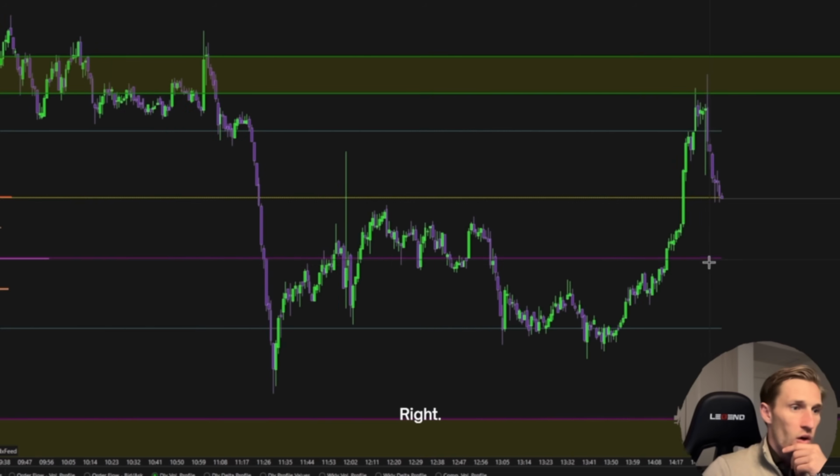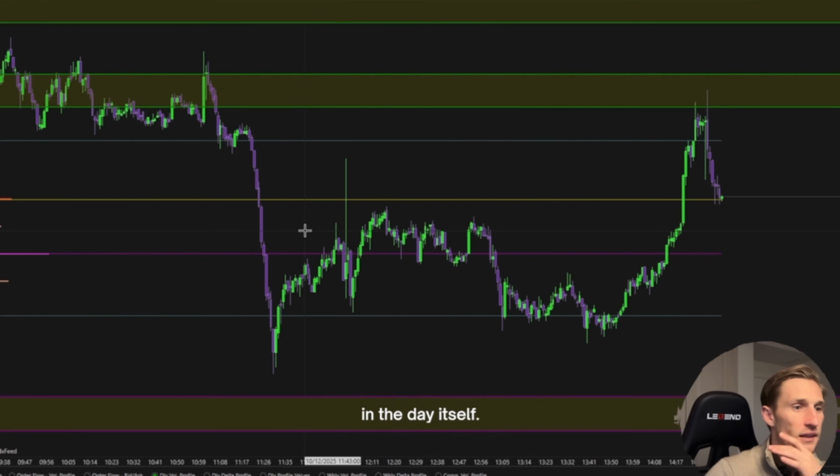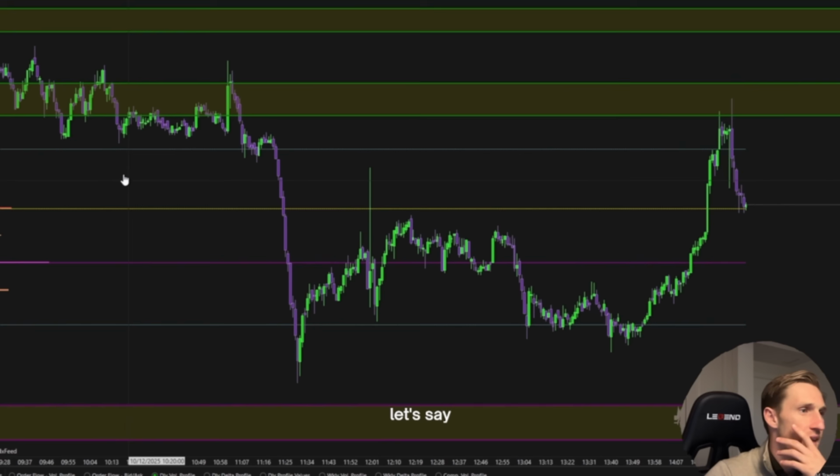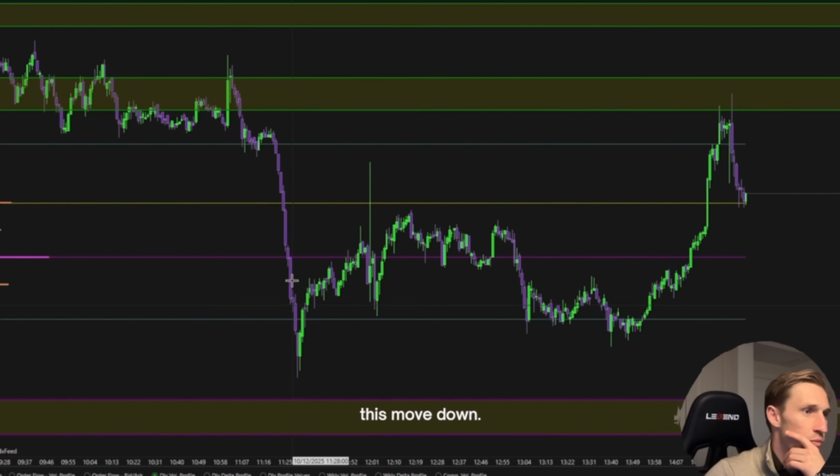because now we have the levels from the higher time frames. All right, what can you do with the volume profile in the day itself? So for example here, let's say we just had this move down. So now we want to see where price is going to move next. What is price going to do? Where's price going to react?